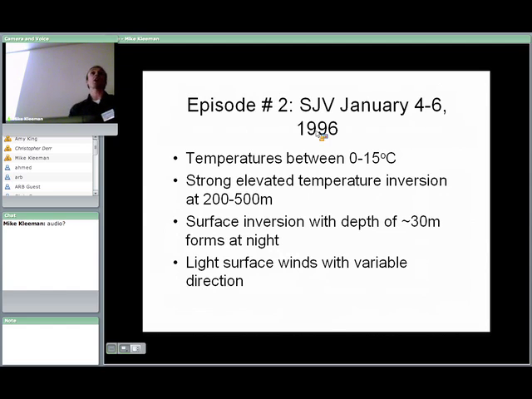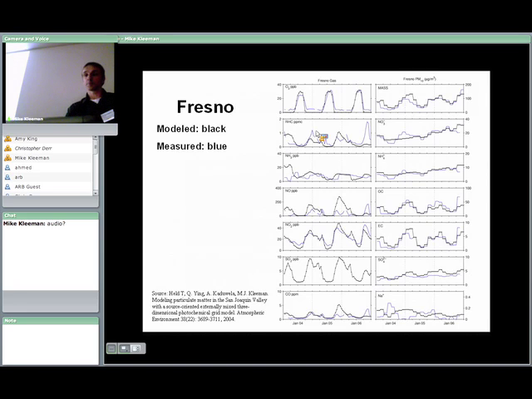We're worried about Central California as well because there's lots more people that are going to move there in the future. And so we're going to do the same sorts of things. The episode that I'm going to look at for Central California is a winter episode. It happened in January, and that's when we get most of our severe particle episodes in Central California, during the winter. The temperatures range from almost freezing at night to around a maximum of 15 degrees Celsius during the day. Again, there was a strong temperature inversion, as we have with all of our air pollution events. And then we had light surface wind.